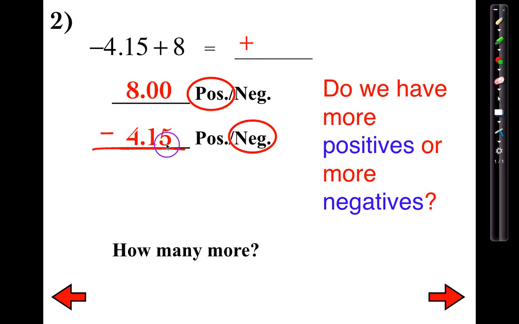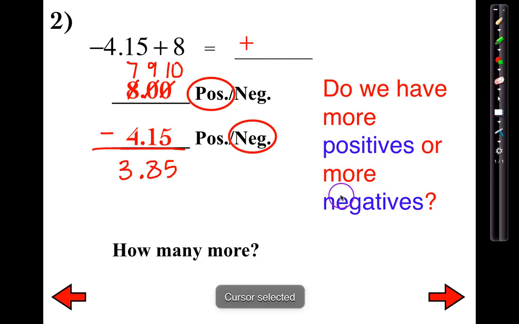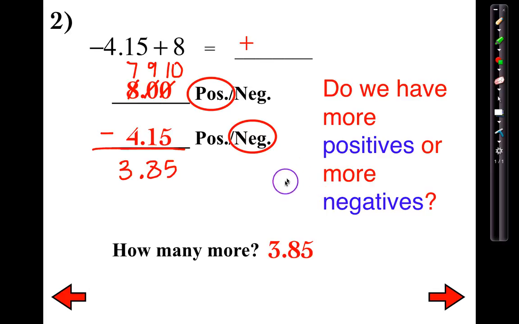0 cannot subtract 5, so I must borrow. This becomes a value of 10, this becomes a 9, and the 8 becomes a 7. 10 minus 5 is 5, 9 minus 1 is 8, and 7 minus 4 is 3. So how many more positives are there than negatives? I would say that there are 3 85/100 more positives. So my final answer is positive 3 85/100.